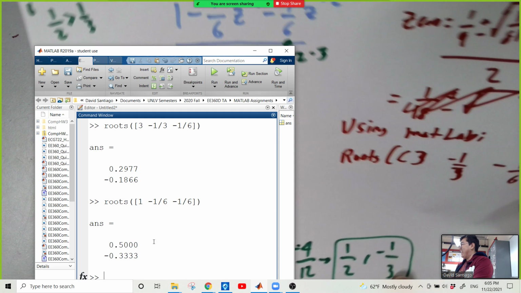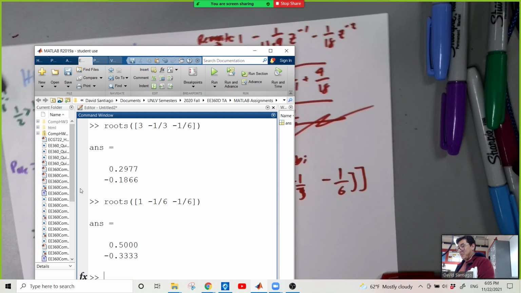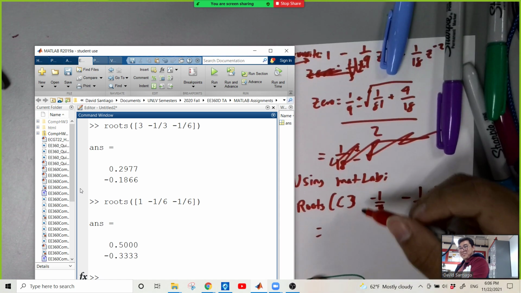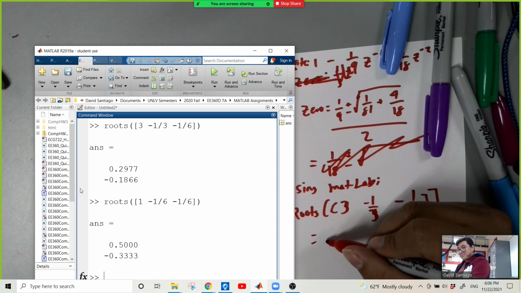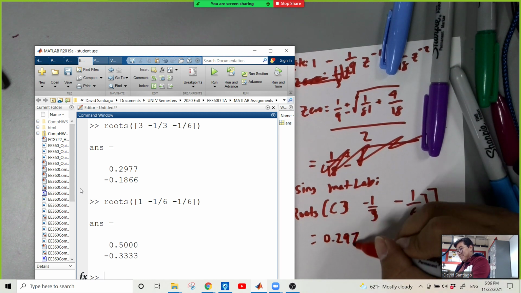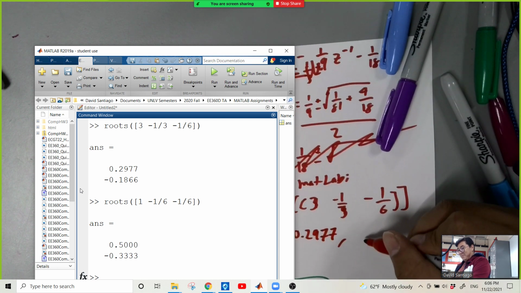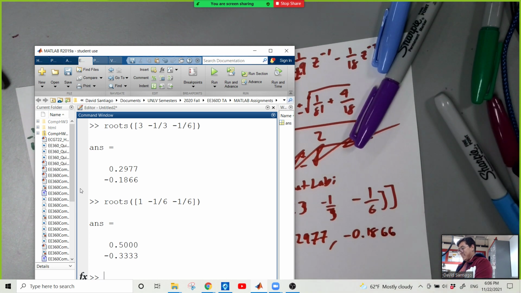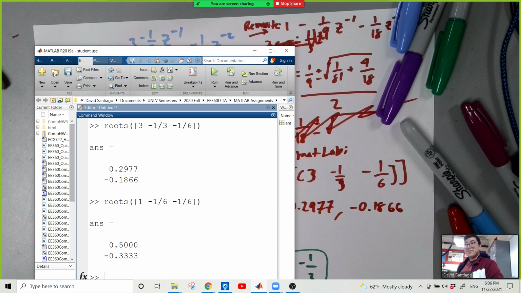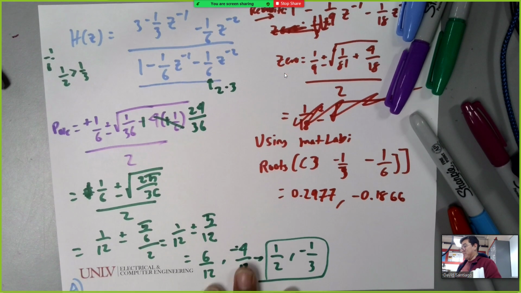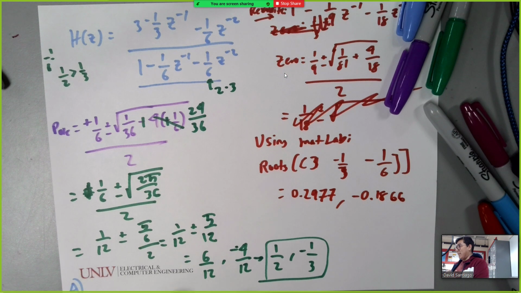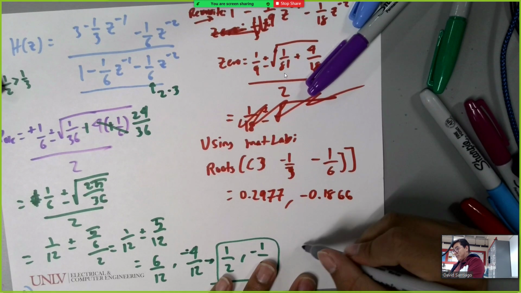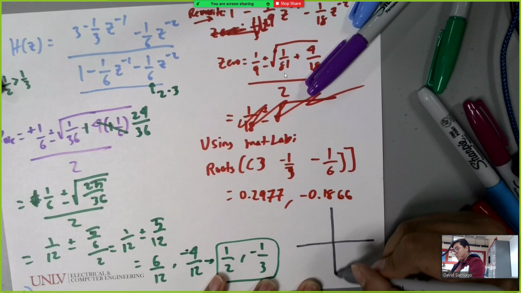Cool? All right, so I'm going to copy those numbers. Okay, can you see that? 0.2977 and minus 0.1866. If only these were fractions. But now that we found our poles and zeros, now we can draw a region of convergence. But the region of convergence isn't determined by the zeros, it's determined by the poles. So if you really wanted to figure out a correct way, let's draw our little pole right there.